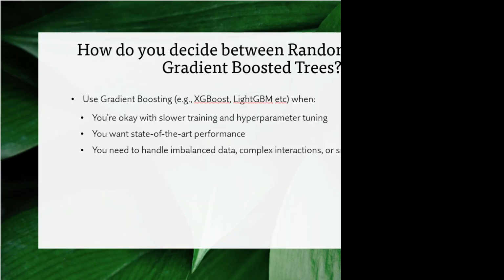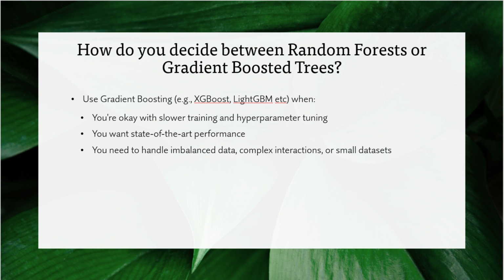Use gradient boosting, for example XGB, LGBM, or CatBoost, when the dataset is not noisy and we need state-of-the-art accuracy, particularly in structured data problems like credit scoring or ranking. You're okay with slower training and hyperparameter tuning. You want state-of-the-art performance. You need to handle imbalanced data, complex interactions, or small datasets.